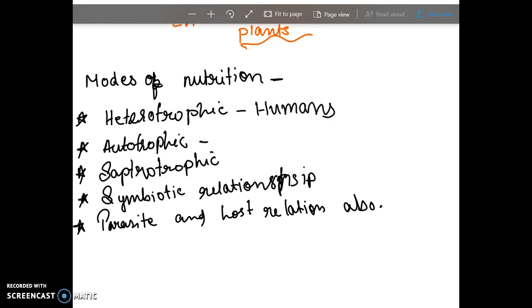And then when you go to autotrophic nutrition, you know what that means. Autotrophic nutrition means the organisms which prepare their food by themselves by the process of photosynthesis. Photosynthesis is the process which helps the organisms in making their own food. So the best example of autotrophic is plants. Then saprotrophic nutrition is a mode of nutrition in which organisms derive nutrients from dead and decaying matter. The best example for this is fungi.